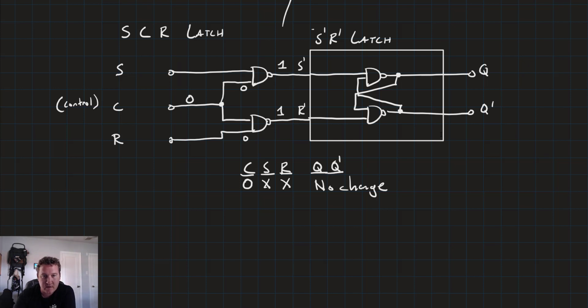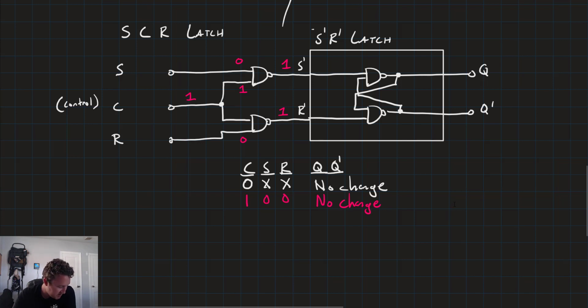Now let's do C is equal to 1, and S and R are equal to 0. That drives the outputs to 1. And so again, we'll have no change. We'll have that 1, 1 output to our S naught, R naught latch. So we have two instances in which no change can occur.